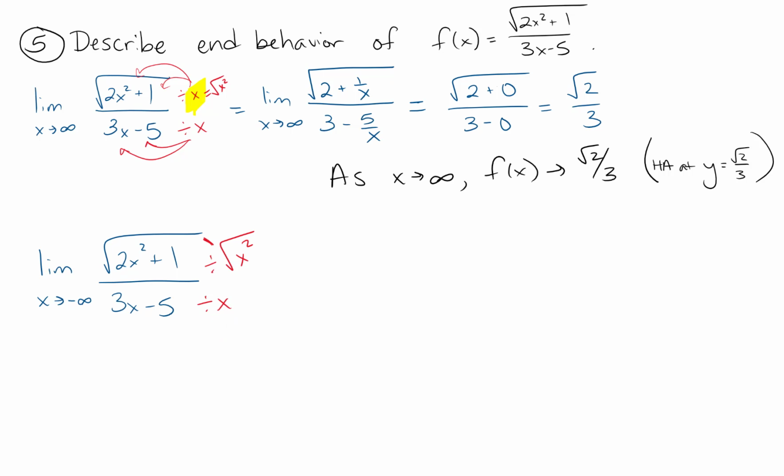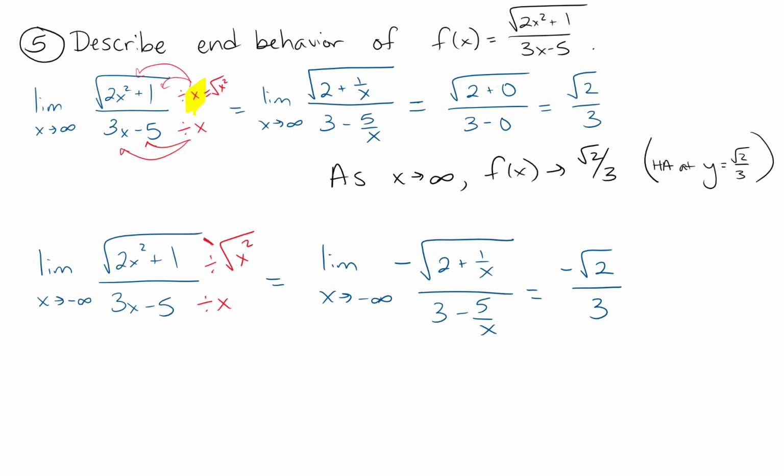So let's go ahead and do that division now. So I have the extra negative sign. Otherwise, things simplify exactly the same way we saw above. And I end up with negative square root of 2 over 3. So we got the same value, but one is positive and one is negative.